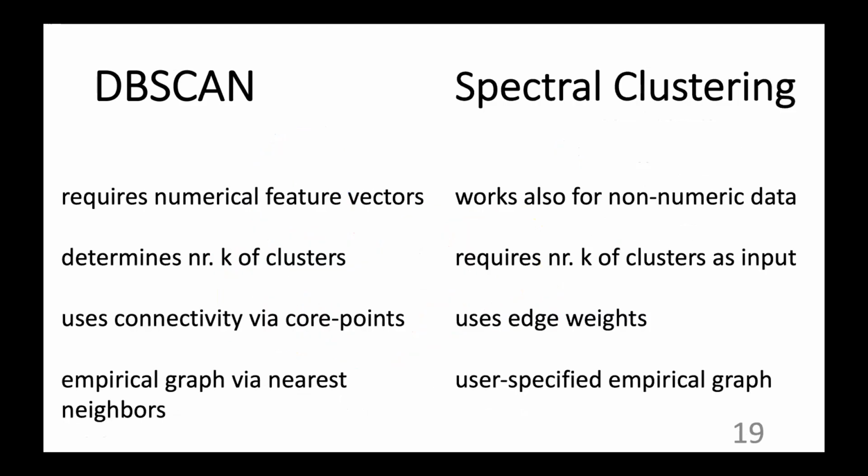And just to contrast them, DBSCAN in its most basic implementation requires numerical features, whereas spectral clustering just uses the empirical graph. As soon as you can connect data points based on some domain-specific notion of similarity, you can use spectral clustering. In particular, spectral clustering doesn't require numeric data, so it also works for text, anything you can organize as an empirical graph. DBSCAN by default requires numerical feature vectors like K-means and Gaussian mixture models.